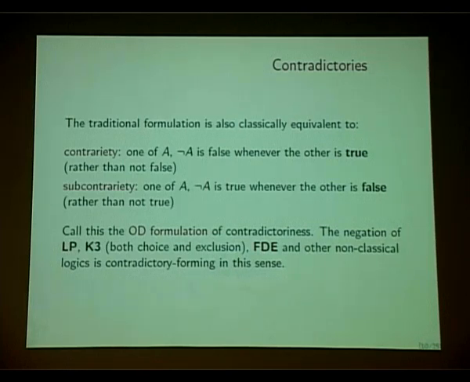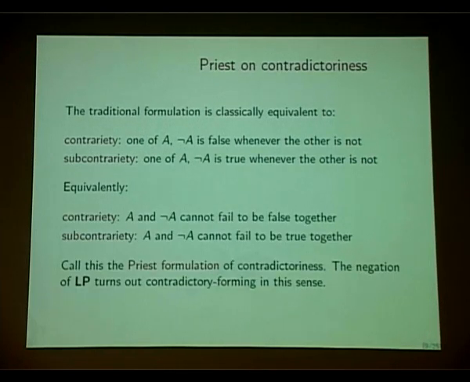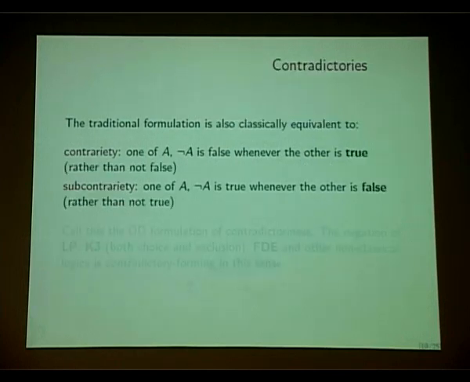Actually, what's more interesting about this definition is that it serves as a non-circular definition of negation, because not does not occur in the definition itself, whereas not occurs in the definition of contrariety and subcontrariety here, and likewise for the traditional formulation. So this is a more legitimate definition of negation as a contradictory forming operation.